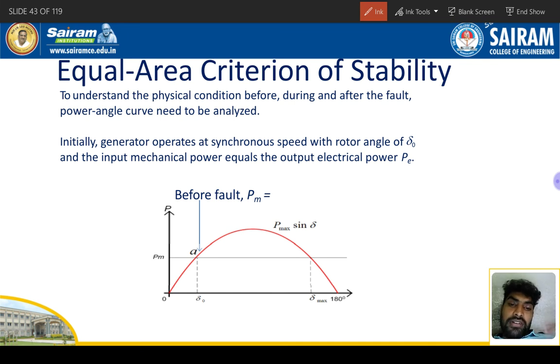Initially the generator operates at a synchronous speed. The rotor angle is delta naught, and the input mechanical power is equal to the output electrical power. Already I told you, the generator operates at a synchronous speed, a constant speed, and that speed is always directly proportional to the generated EMF and rotor angle, and the input mechanical power is equal to the output. So Pm and Pe are almost equal. If Pm is not equal to Pe, definitely the generator or motor will not give proper output.